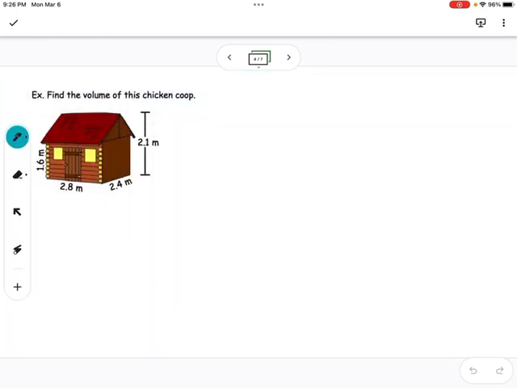So here we have a chicken coop, and we want to find the volume. So looking at this chicken coop, we see that we have a triangular prism up top, and we have a rectangular prism on the bottom. So first, finding the volume of the triangular prism. The formula again, we have base times length times height divided by 2.